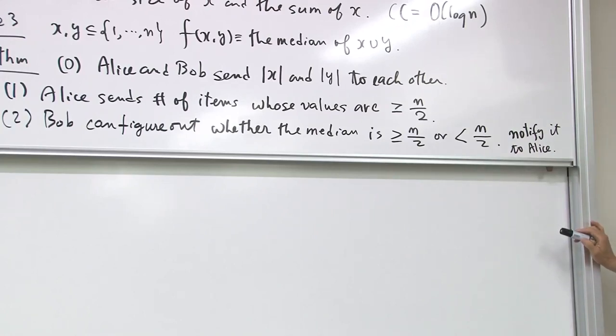Okay. Now Bob can tell whether the median is at least n/2 or less. Why?